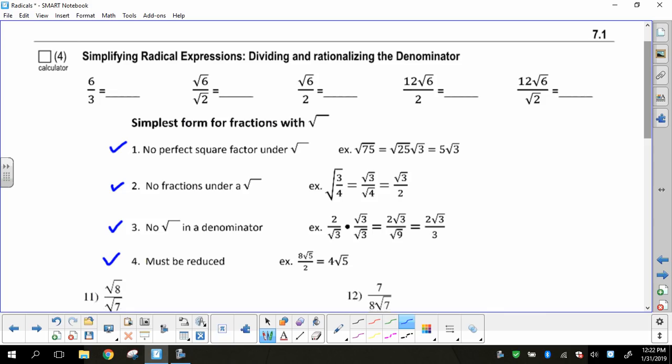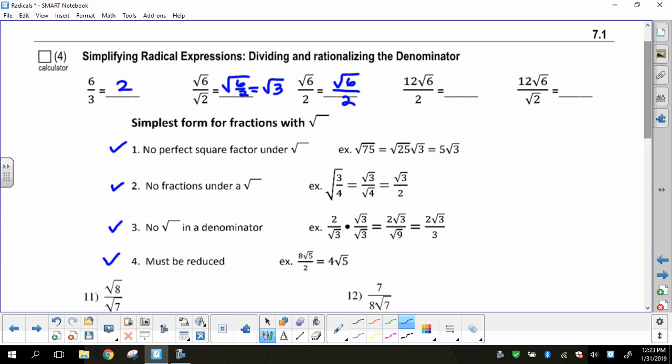Just thinking about dividing, 6 divided by 3, of course we can just divide those because they're both whole numbers. We can also divide square roots if they're both square roots. So this equals the square root of 6 divided by 2, and 6 divided by 2 is equal to 3. So the square root of 6 divided by the square root of 2 is equal to the square root of 3. Since in this next problem we have a square root on top and a whole number on the bottom, we really can't divide those and make it any simpler.